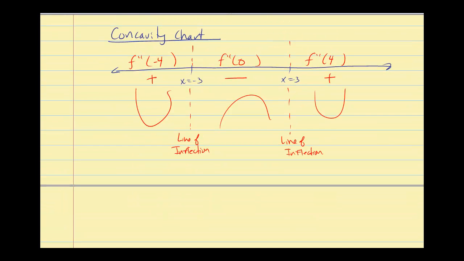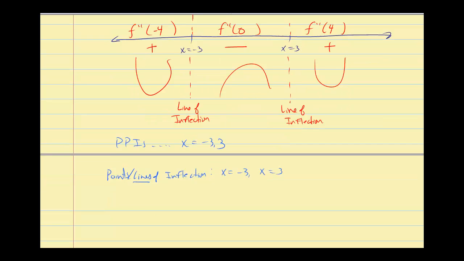So let's go ahead and summarize what we have here and then look at a curve sketch. So we have points or lines of inflection. And again, they're not an ordered pair because these are actually lines. We have x equal negative 3 and x equal positive 3. And I guess we better back up again. We had possible points of inflection at x equal negative 3 and positive 3.